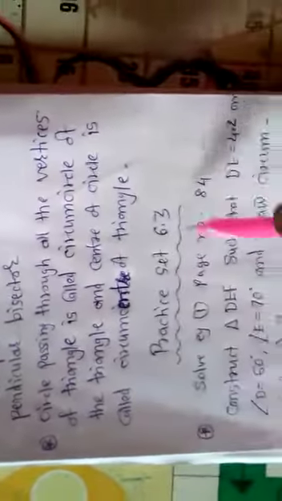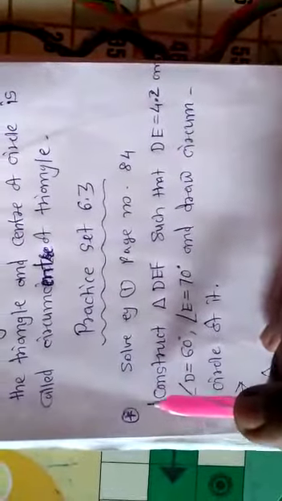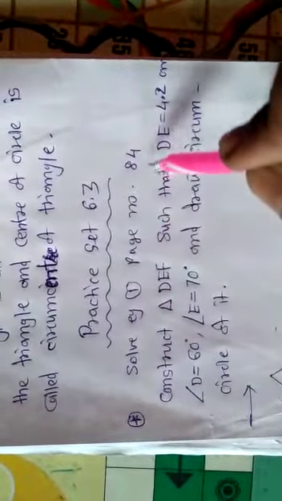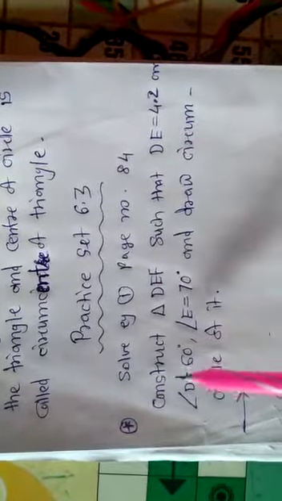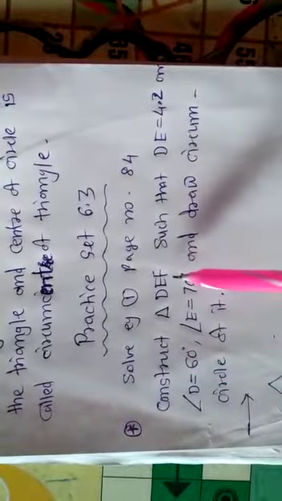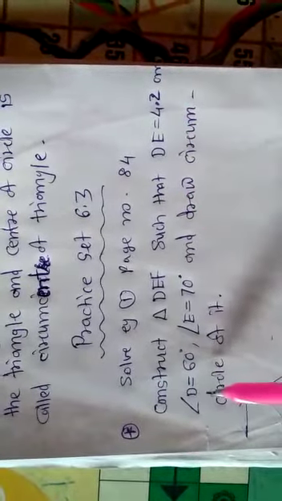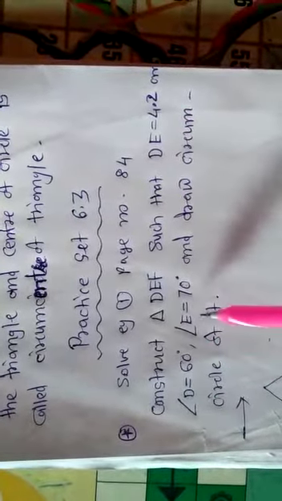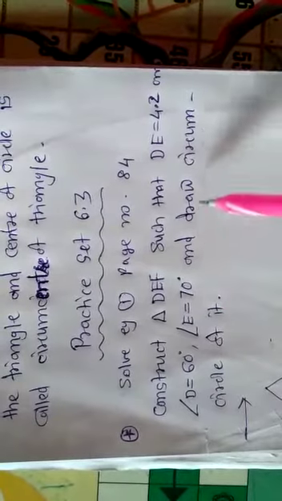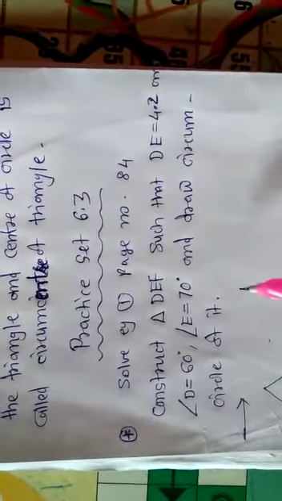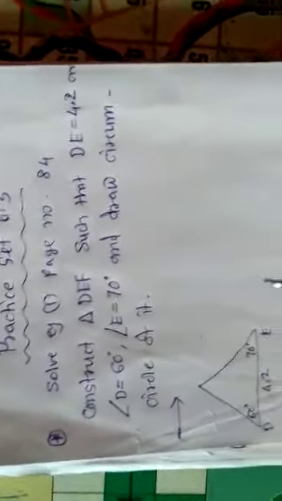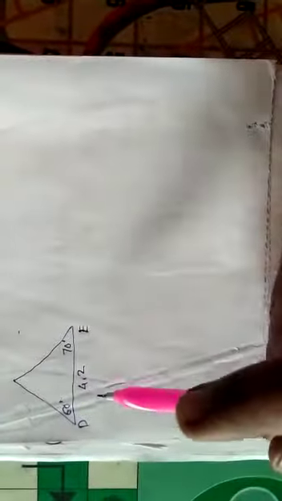Practice set 6.3, extra example. Solve example 1, page number 84. What is the problem? Construct triangle DEF such that DE equal to 4.2 cm, angle D equal to 60 degrees, angle E equal to 70 degrees, and draw the circumcircle of it. So for that we first construct a rough figure.